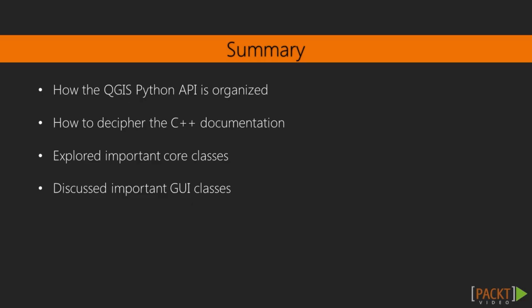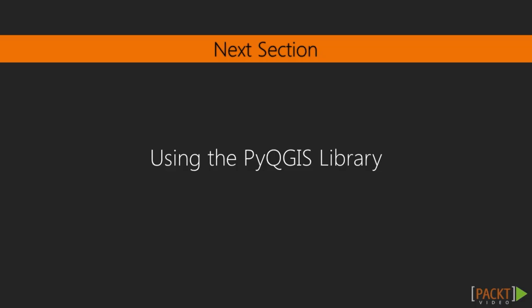In this video, we looked at the QGIS.core package, examining many of the important classes which you will need to use in your QGIS-based programs. This finishes the current section. In this section, we saw how the QGIS Python APIs are organized, learned how to decipher the C++-based documentation for QGIS, and learned about many of the important classes within the QGIS.core and QGIS.GUI packages. In the next section, we will use what we've learned to solve a range of real-world geospatial programming challenges using the PyQGIS library.